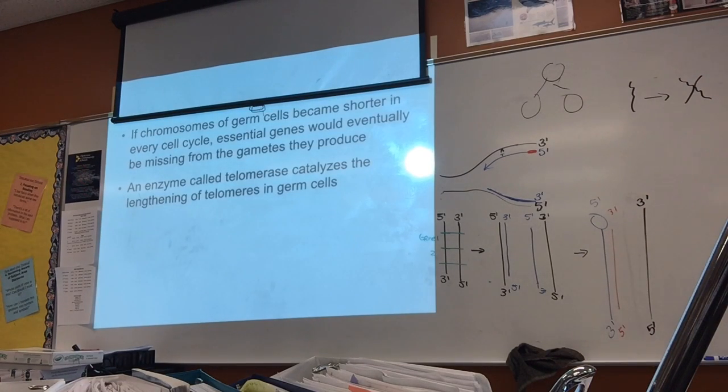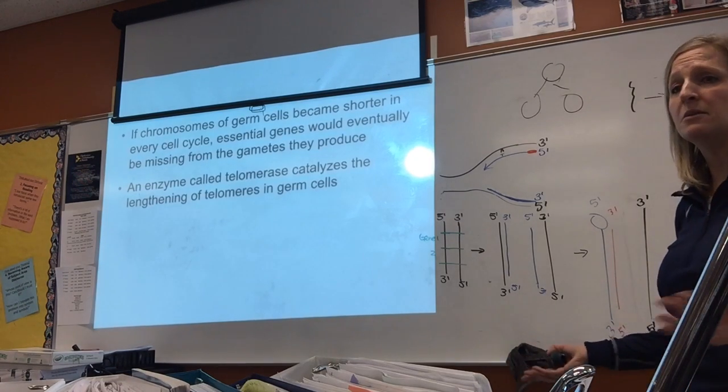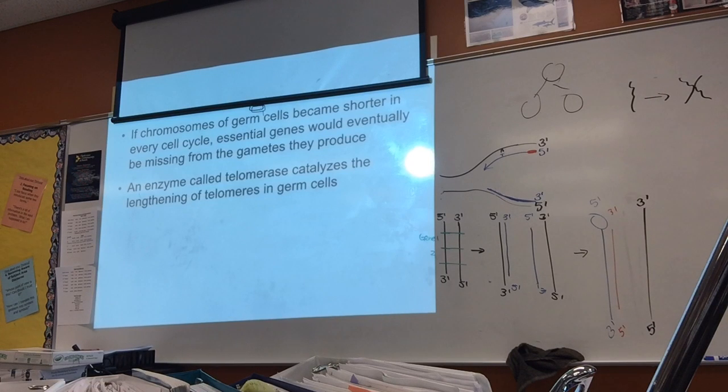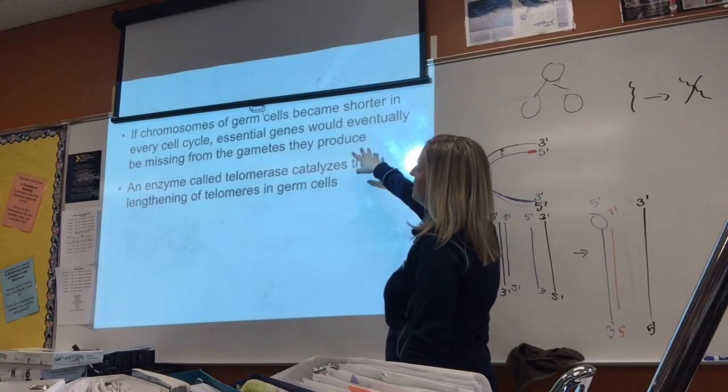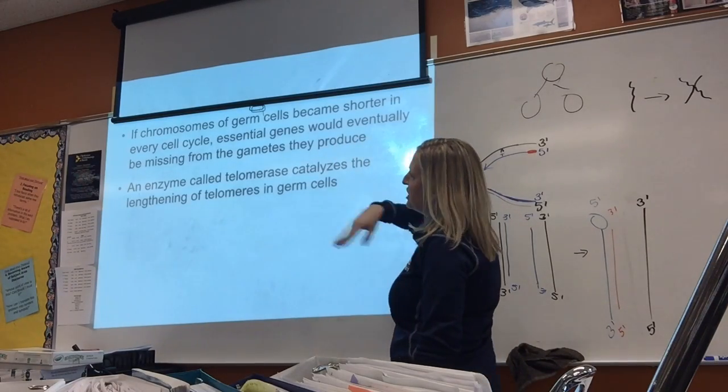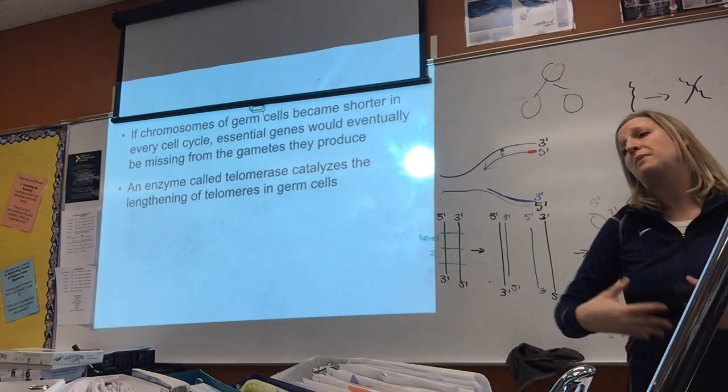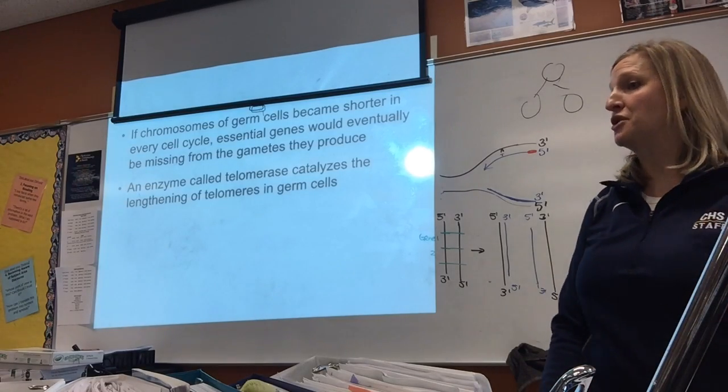All right, and so the problem becomes, if you can imagine, is when we make egg and sperm cells. So the older you get, if your telomeres are shorter, we don't want to pass on shortened chromosomes to our kids. So germ cells are the cells at the beginning of meiosis that produce egg and sperm cells, so they're in the ovaries of females and in the testes of males. If chromosomes of germ cells became shorter in every cell cycle, eventually essential genes would be missing from the gametes and you'd be passing on damaged chromosomes to your kids.